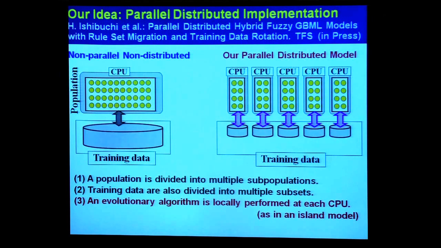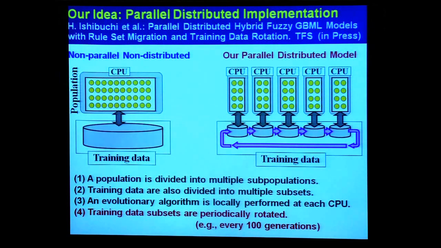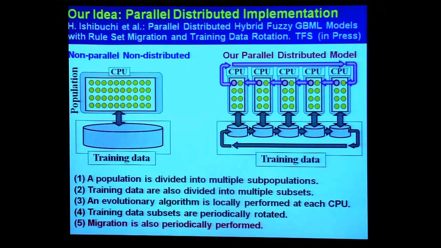Then an evolutionary algorithm is locally performed at each CPU. This is the same as in the island model. Then the training data subsets are periodically rotated, for example, every 100 generations. And migration is also periodically performed to send a good individual to another island.